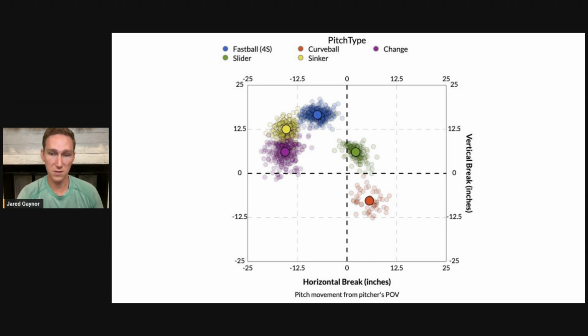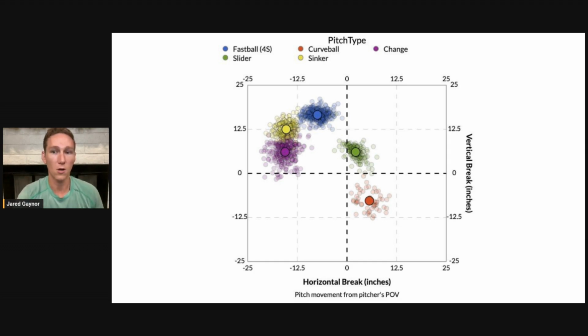Horizontal break is pretty self-explanatory, but it's calculated by measuring the difference between the ball going in a perfectly straight line from release and where the ball actually ends up from a horizontal standpoint. So if right from release, a perfectly straight line ended up here, but the pitch actually ends up here, it's measuring the difference between those 2 points horizontally. And that's how you get your horizontal movement.